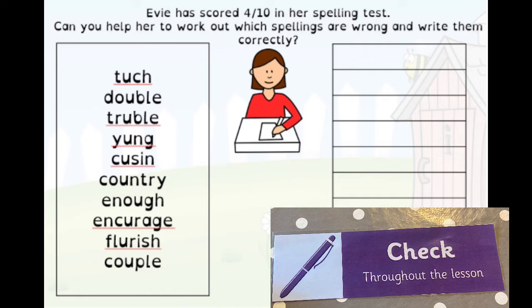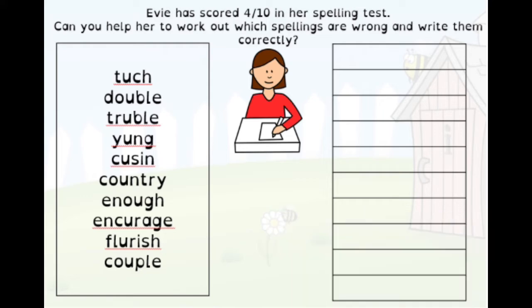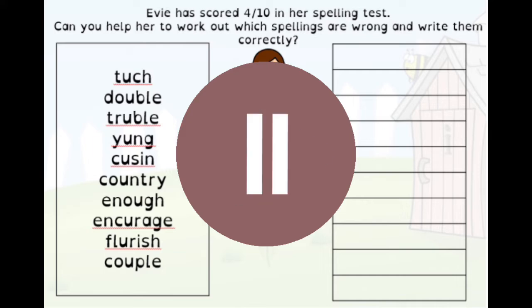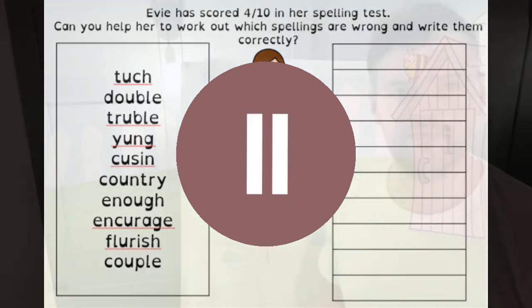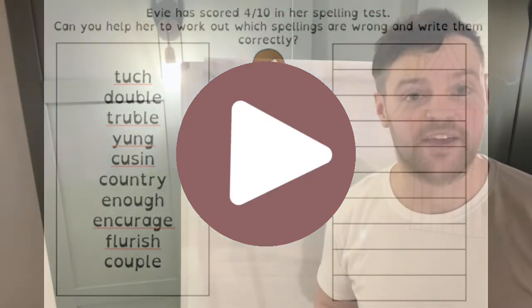Let's check that knowledge of the OU digraph then, Year 3. Eva here has scored 4 out of 10 in her spelling test, meaning that she's got 6 wrong. Some of the words on the left-hand side don't quite look right. Are you able to identify the ones that she spelled incorrectly? Can you write them down in the correct way? Thank you for your help there, Year 3.